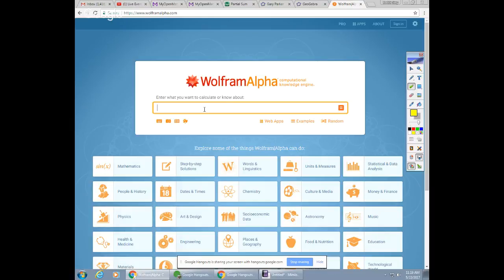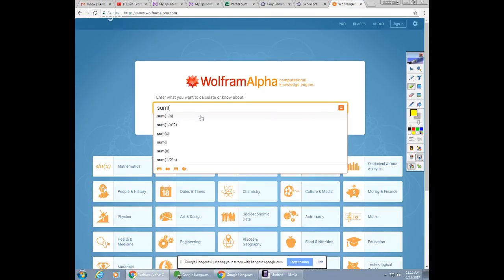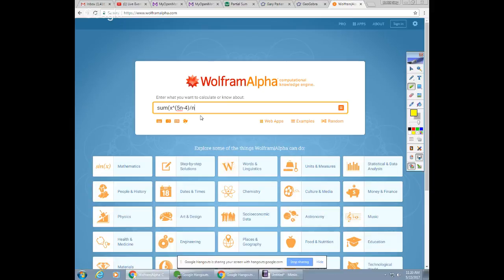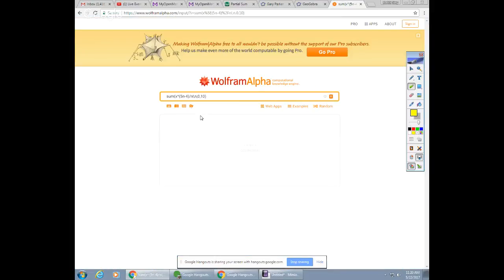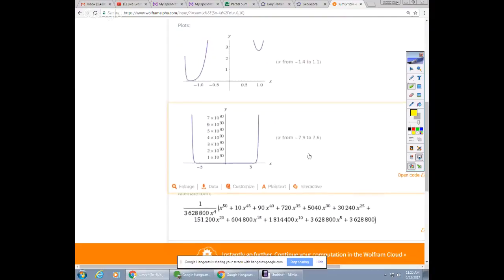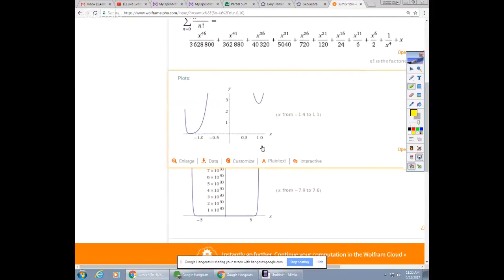I know Clint doesn't believe me here. He says I'm full of it. So sum, let's see, I am summing x raised to the power 5n minus 4 divided by n factorial. And I'm only going to go out 10 terms. Load this up, and it should give me a graph. Oh, come on, show me the peak.